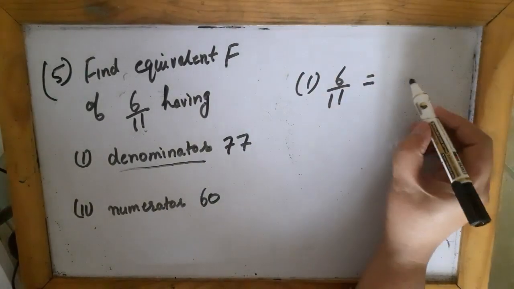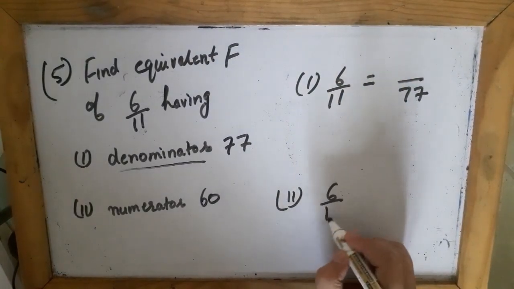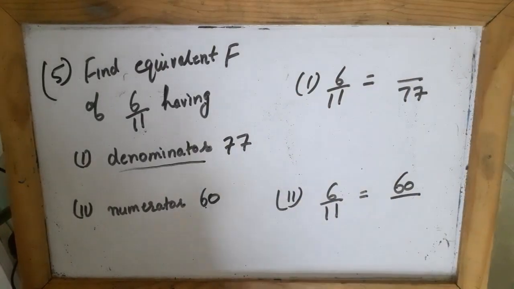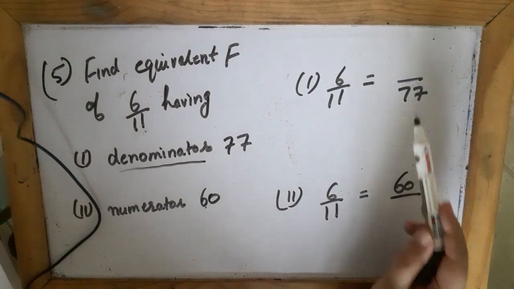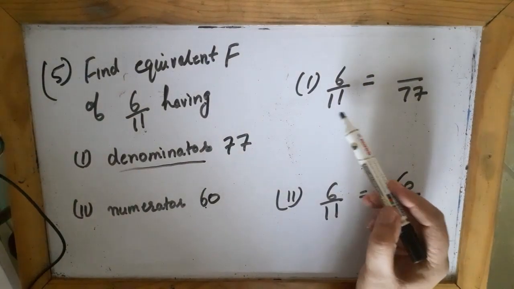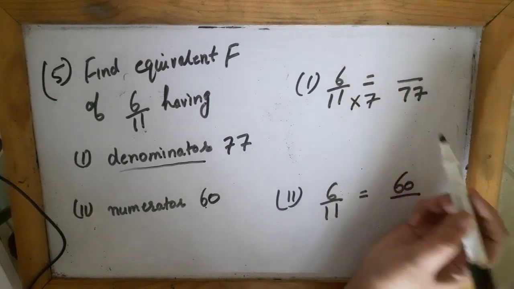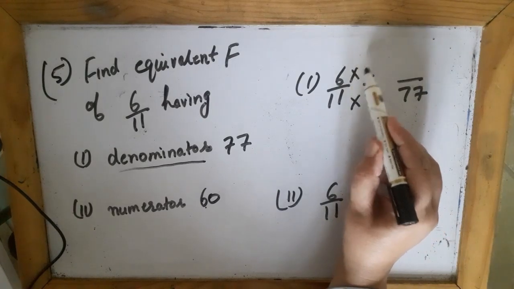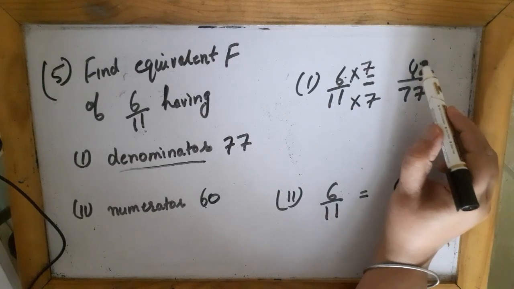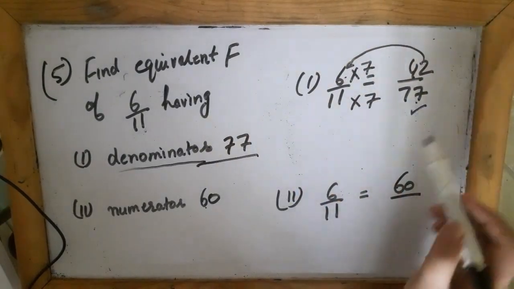In the first, the denominator should be 77, and again the equivalent fraction of 6 by 11 in which the numerator should be 60. Now here the denominator is given, so I have to find the numerator. I will see how 11 I can make into 77: multiply by 7. So it means the numerator also I will multiply with 7. So 6 7s are 42. So this fraction is equivalent to this with denominator 77.